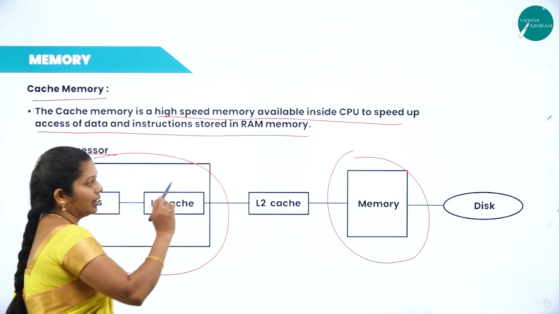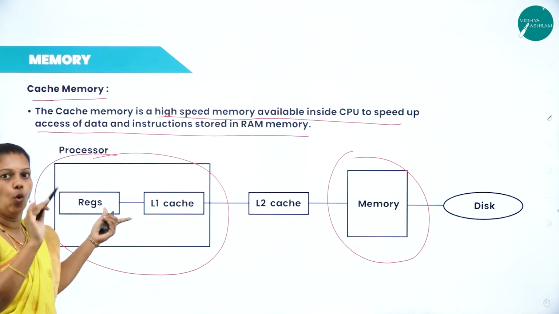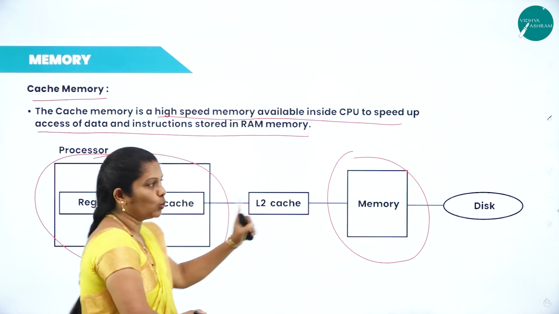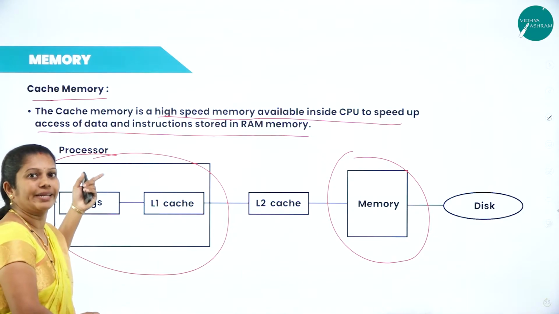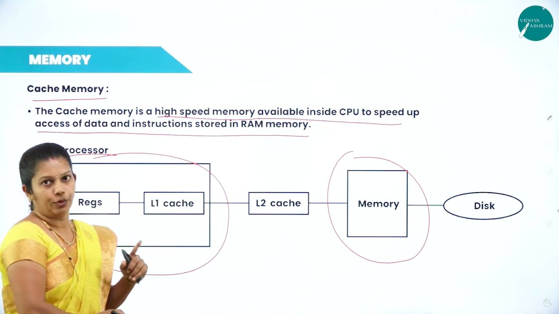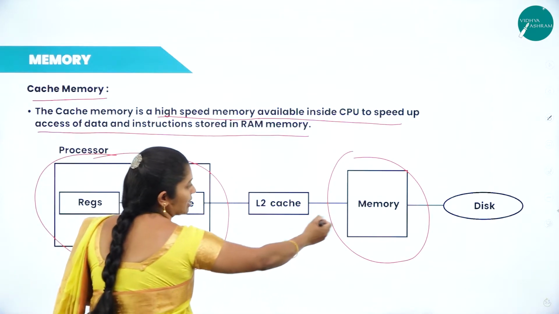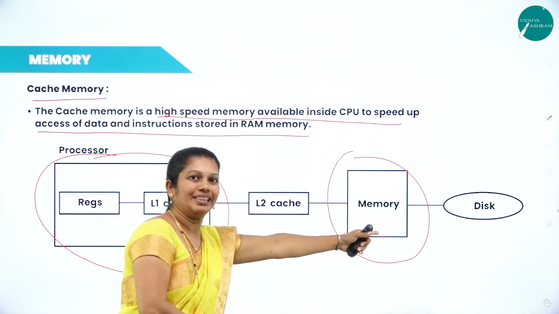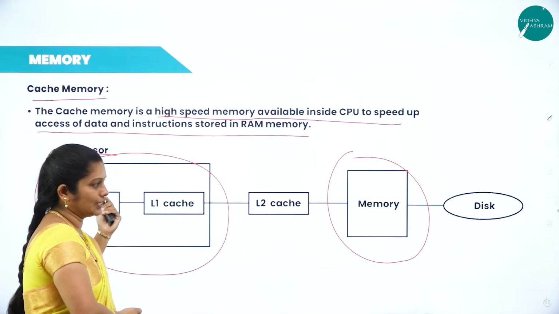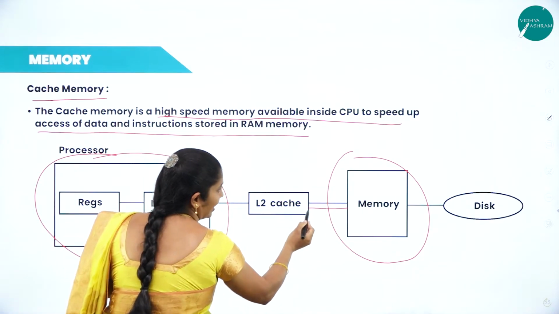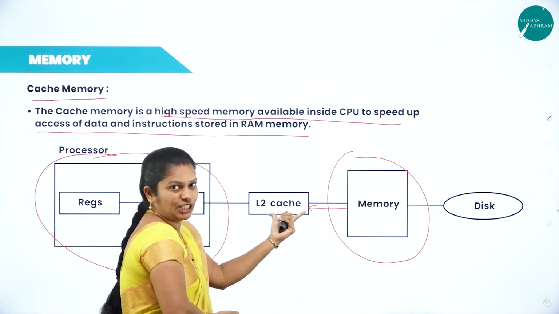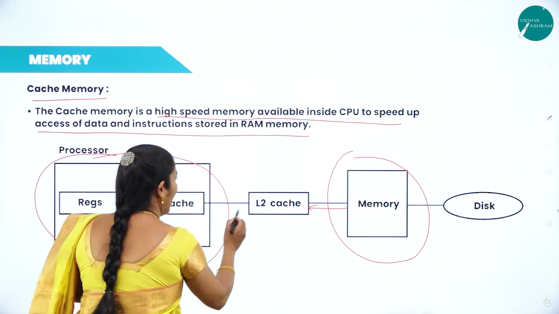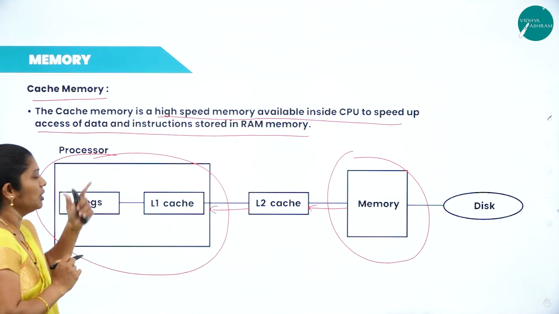For example, consider this processor wants some data which is present in the memory. First, what will it do? The processor will request the data from the memory. First, it will send the request, I want so and so data, to the memory. Then from memory, the data will transfer to the processor. While transferring the data, it will transfer through cache memory, and this cache memory will store a copy of the data and then send the data to the processor.